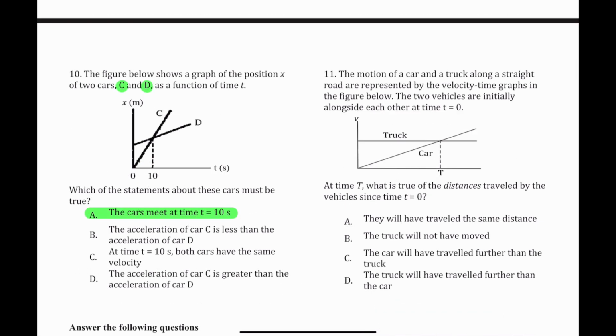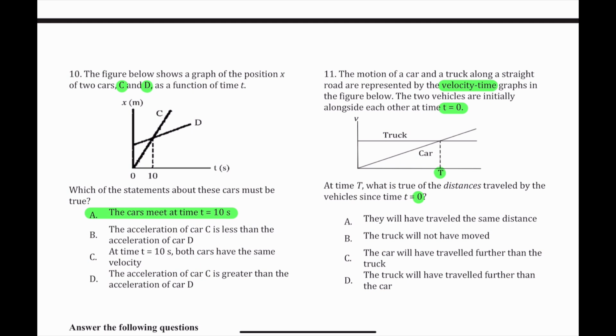11. The motion of a car and a truck along a straight road are represented by the velocity-time graphs in the figure below. The two vehicles are initially alongside each other at time t equals 0. At time t, what is true of the distances traveled by the vehicles since time t equals 0?